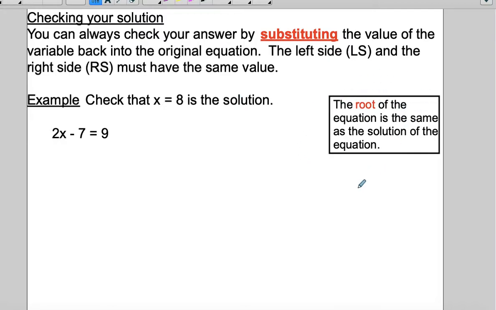Just a side note here, the root of the equation is the same as asking you for the solution. So if you see in your textbook it says solve or find the root of the equation, it's basically asking you to solve for the variable.